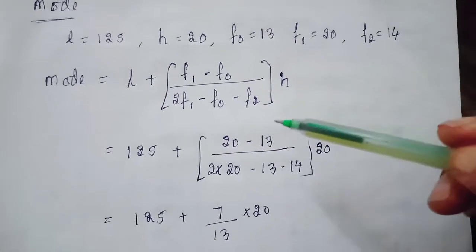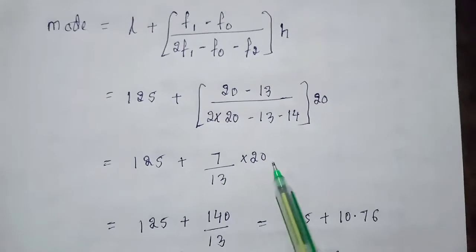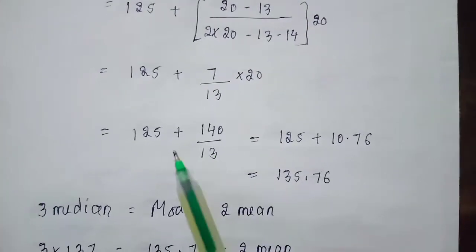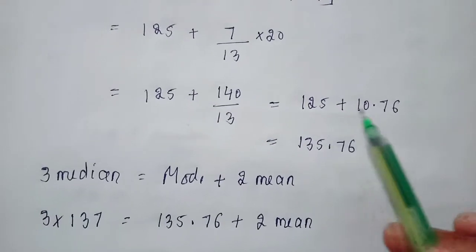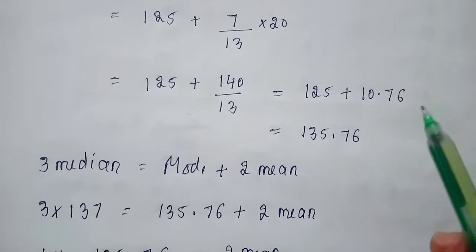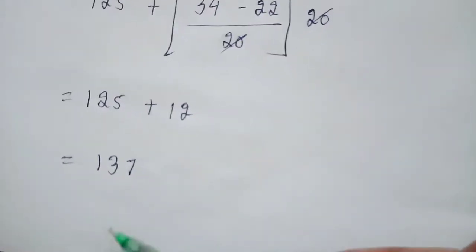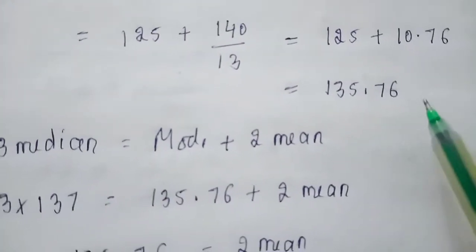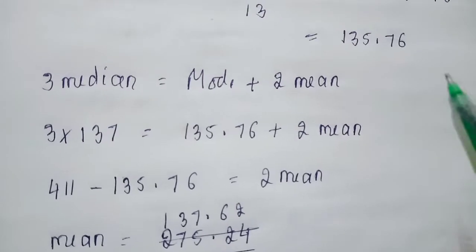So substitute all the values in the formula. We get 125 plus 7 by 13 into 20. Simplify: 125 plus 140 by 13. That is 125 plus 10.76. That is 135.76. So we got the median as 137 and the mode as 135.76. Now I should find the third central tendency, that is the mean.